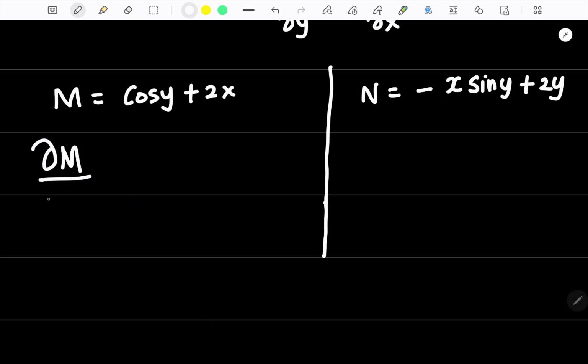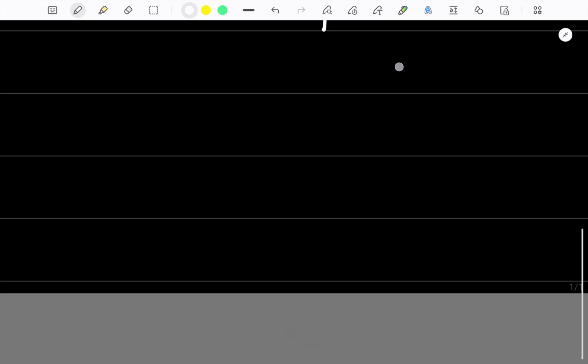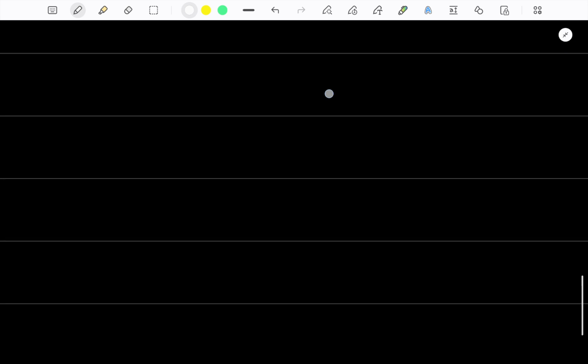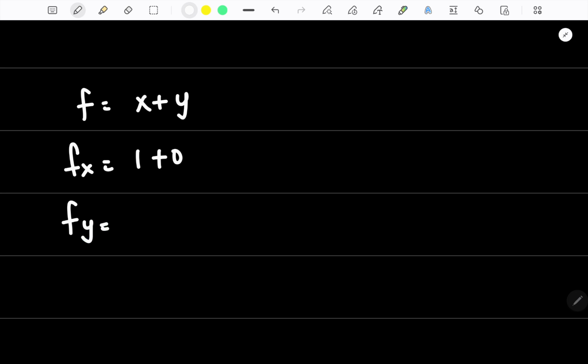M is differentiated partially with respect to y, which means dou M by dou y, and N is differentiated partially with respect to x, which is dou N by dou x. Keep in mind, partial derivative. We studied this in calculus 3. When I differentiate partially with respect to x, y is a constant. When I differentiate partially with respect to y, x is a constant. Let me give an example. Suppose I have f is equal to x plus y. What is fx, the partial derivative with respect to x? 1 plus 0. What is fy, the partial derivative with respect to y? x is 0 and this is 1.